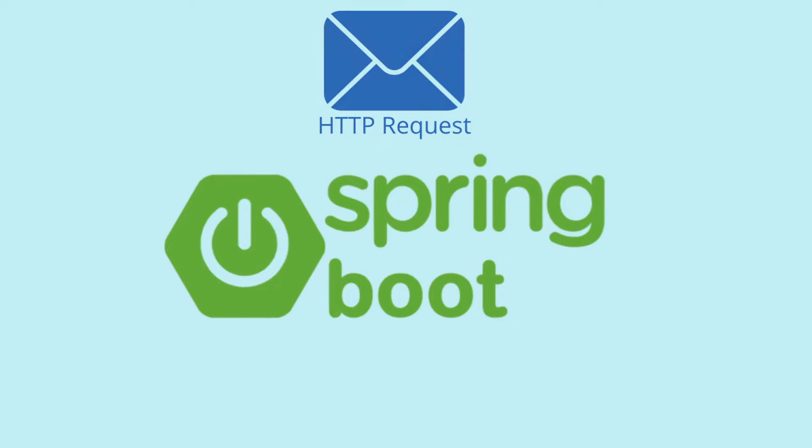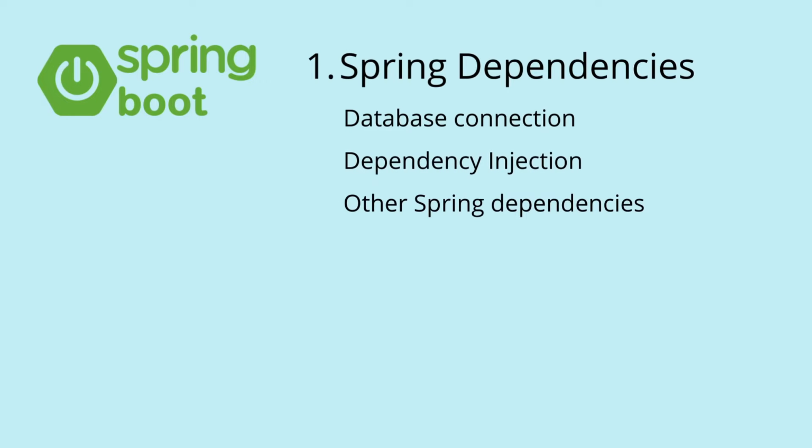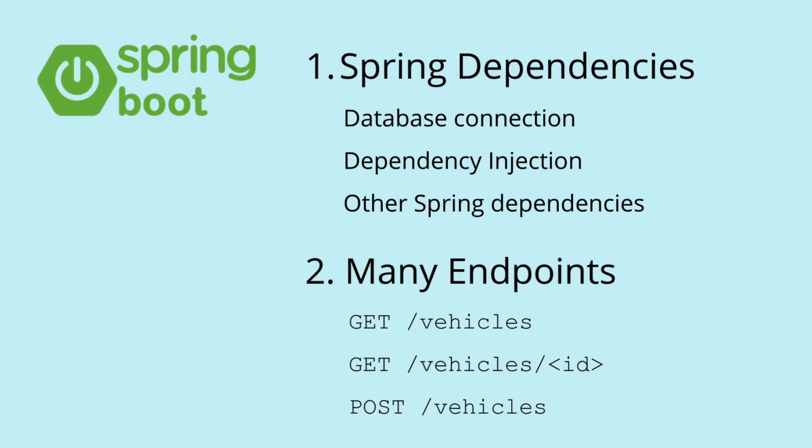The first reason I want to use Spring Boot in Lambda is to have all the Spring dependencies. I want to easily connect to a database. I want to have the dependency injection and so many other Spring dependencies. And the second reason is that I want many endpoints to separate my logic. I want an endpoint to get all the vehicles, another endpoint to get the details of a single vehicle, and another one to create a new vehicle.